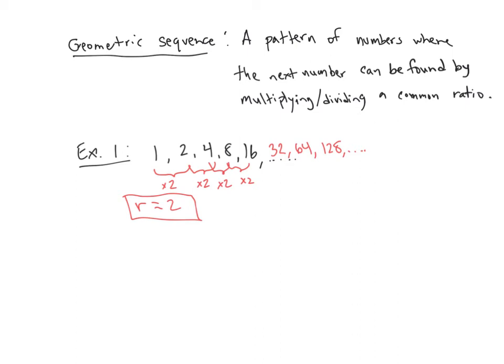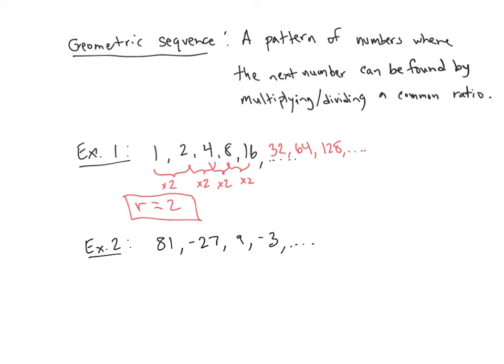All right, let's take a look at another one here. Example 2. We're going to be looking at the pattern 81, negative 27, 9, negative 3, and so on. This one's going to be a little different for two reasons. One, the numbers are shrinking, so we're going to be tempted to say divide. And the second reason is that we're switching between positives and negatives here, so we're going to have to know what to do about that as well.